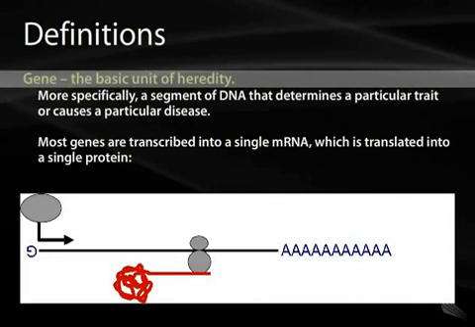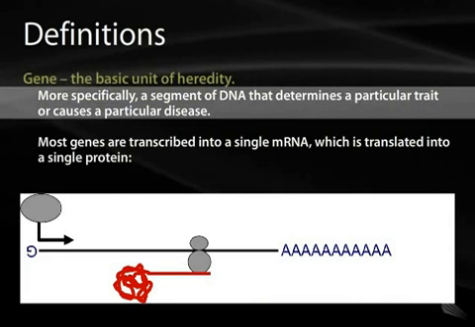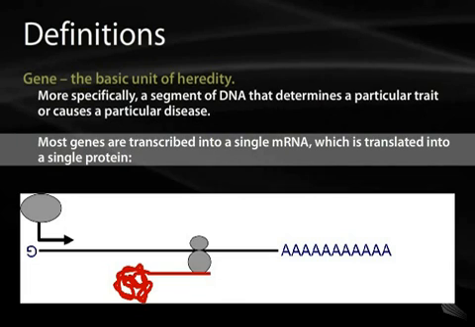A gene is the basic unit of heredity, more specifically a segment of DNA that determines a particular trait or causes a particular disease. Most genes are transcribed into a single mRNA, which is translated into a single protein. As you can see from the diagram here, we have the RNA polymerase reading the DNA and constructing a strand of RNA. That RNA is then read by a ribosome to make a protein.